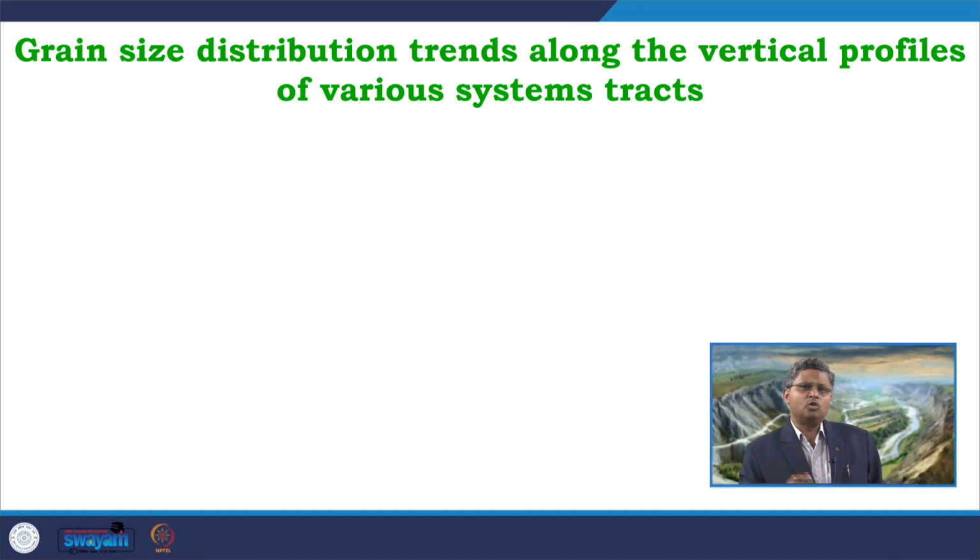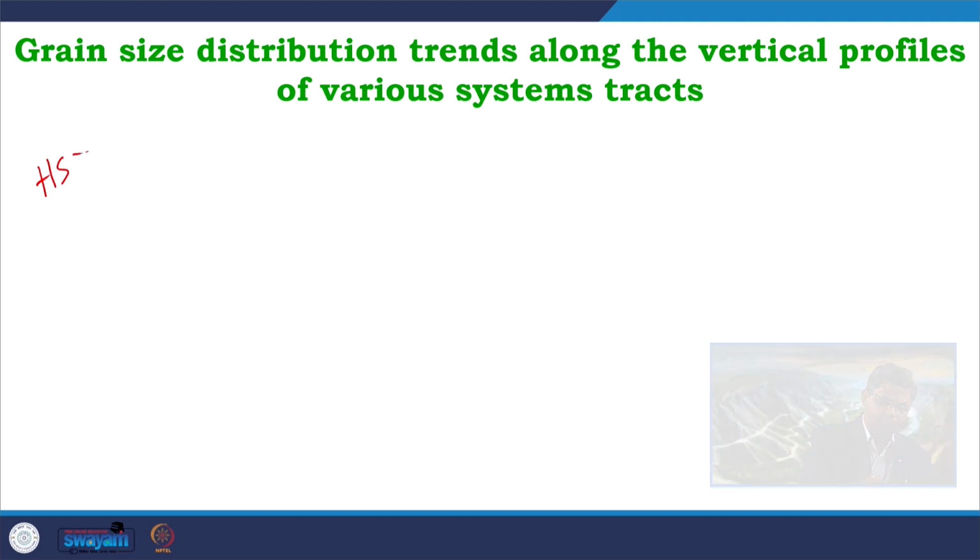Now, if I want to look into the grain size distribution trend along the vertical profiles of various system tracts, definitely we will discuss this in more detail, but in a very summarized way I can try to give you an idea. So, when we look at, say for example, the HST part, within the HST we can find at least different depositional systems or different depositional conditions.